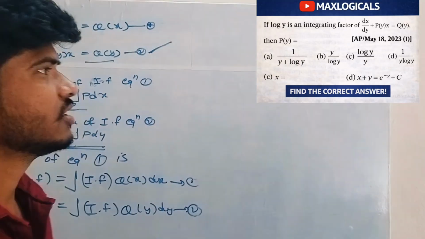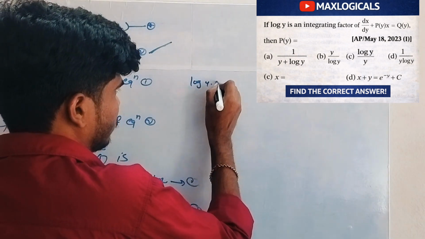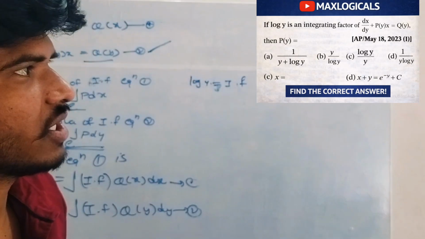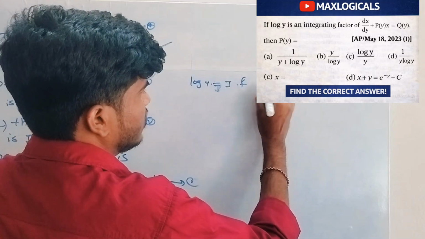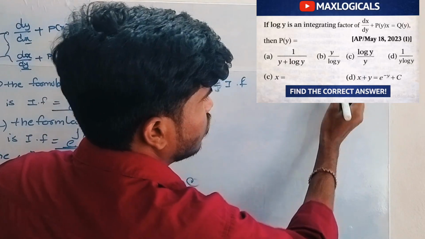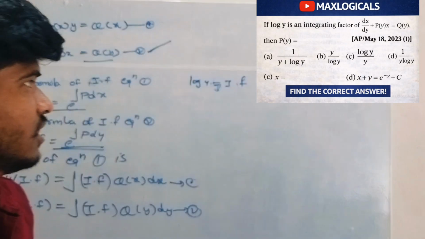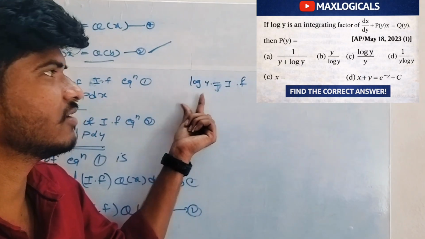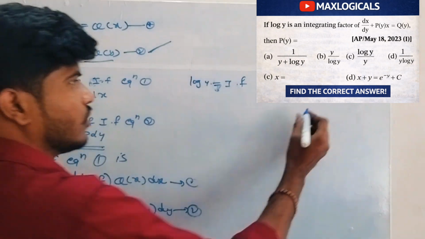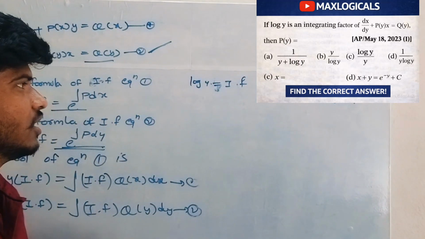The next question is: given that log y is an integrating factor of the differential equation dx by dy plus p of y x equal to q of y, find p of y. This log y is the integrating factor of this differential equation. What is the value of p of y? This is the question.